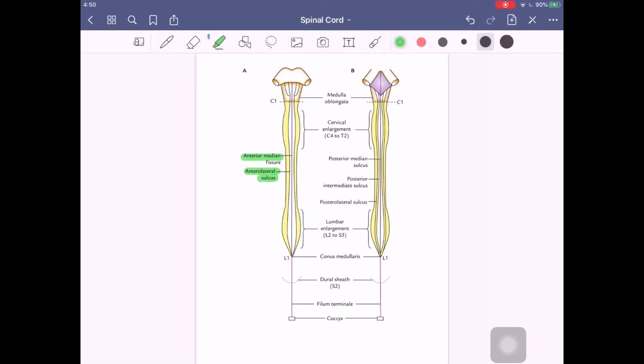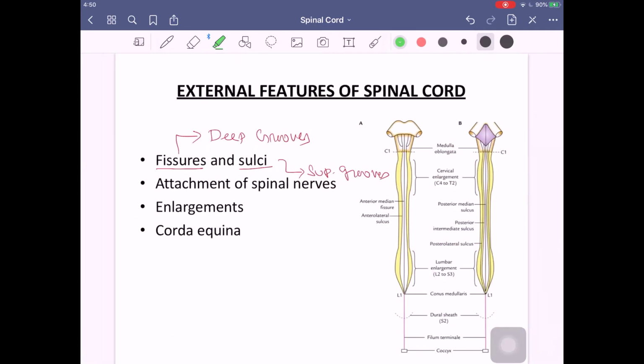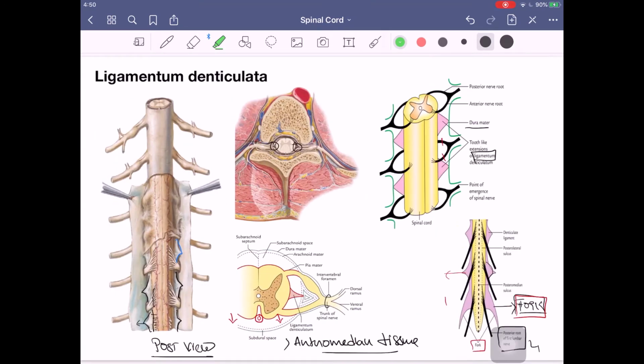Let us see in this picture. Here you can see the posterior aspect. There is a posteromedian sulcus in the midline. Then on either side you have the posterointermediate sulcus, and then more laterally there is a posterolateral sulcus.